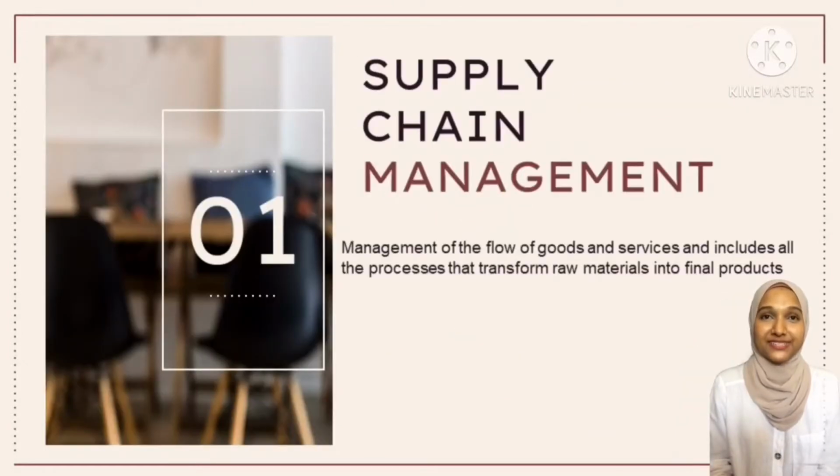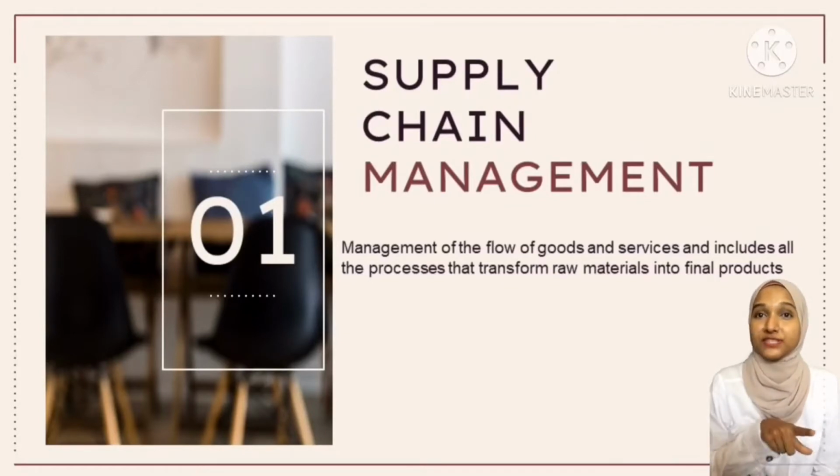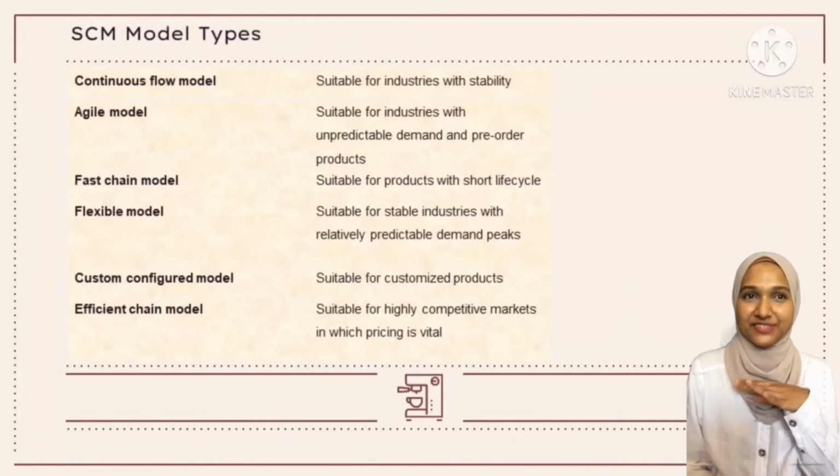So now, what is supply chain management? It is the management of the flow of goods and services that includes all the processes that transform raw materials into final products. In short, it's the management of the supply chain that I have just shown you. Now, there are a few SCM model types. The first one is the continuous flow model. This is suitable for industries with stability, like Nespresso.